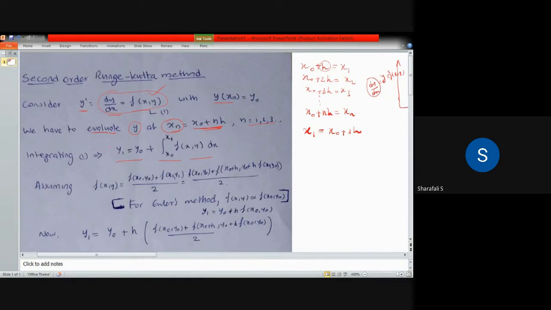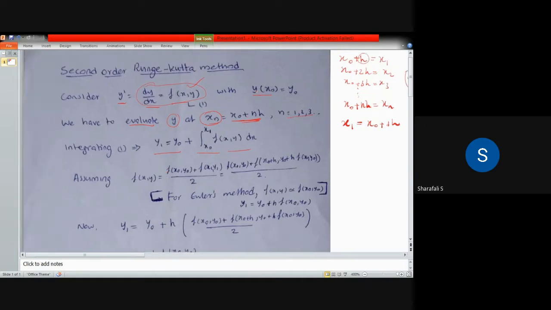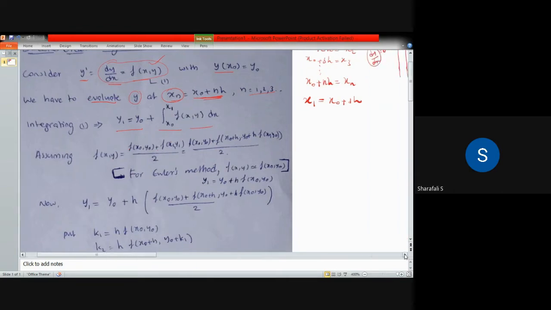So you can see integrating that particular equation will give you y1 equal to y0 plus the integral from x0 to x1 of f of x comma y dx. Now assuming that f of x comma y is a function which is equal to f of x0 y0 plus f of x1 y1 by 2, in this case we are having some assumption.